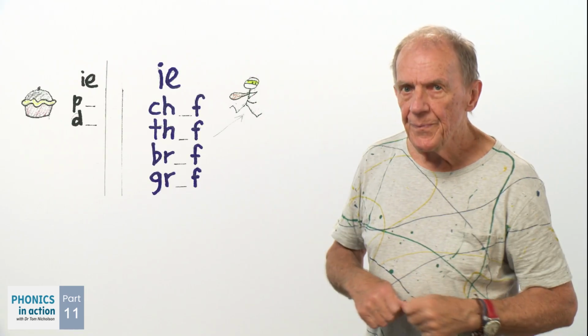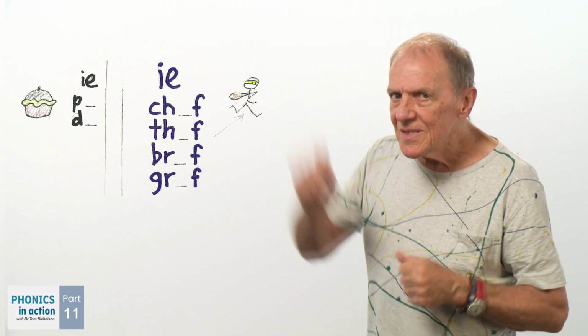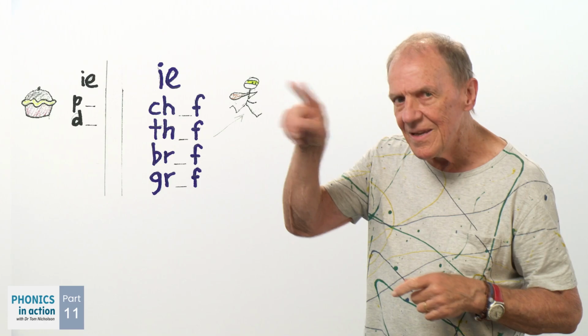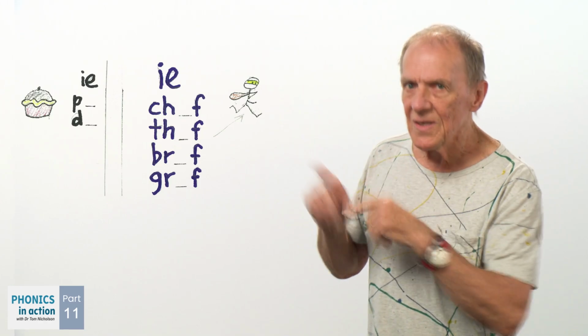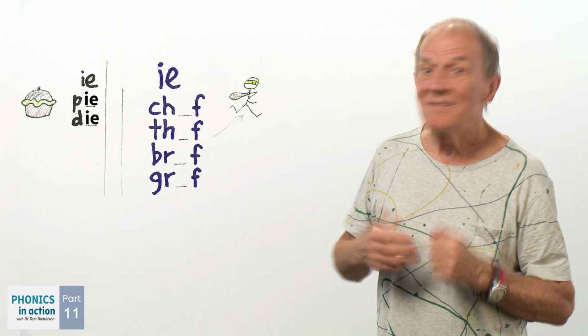Looking at column 1. Now the picture of the pie is a clue to the I sound. Now not many words have the letters IE at the end, but these ones do. Let's read them. Pie, die.